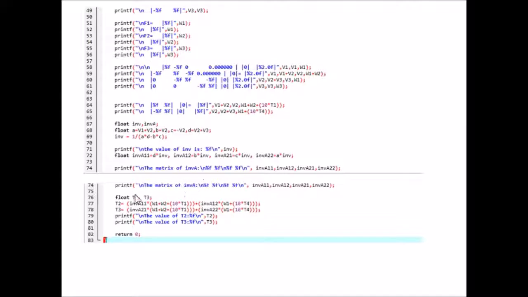The last is to find the temperature. Temperature 2 is calculated with a formula, and temperature 3 with this formula. Then the last is to print the values of T2 and T3.